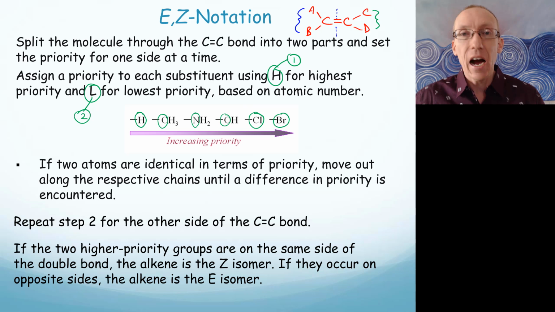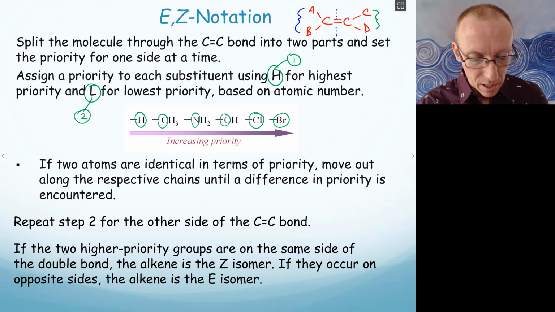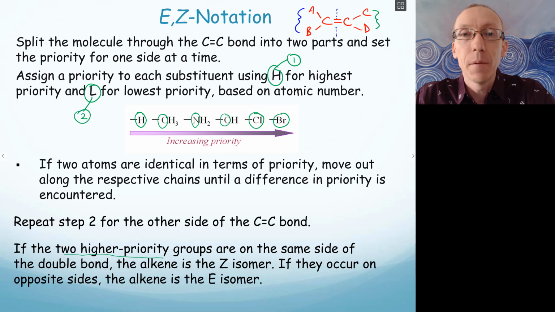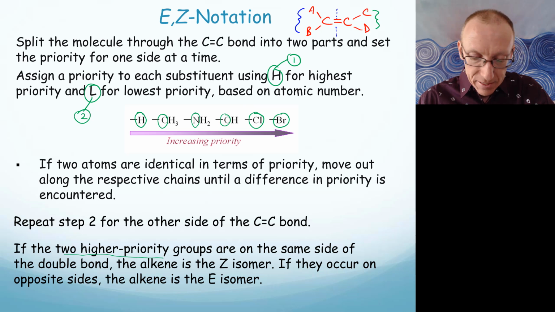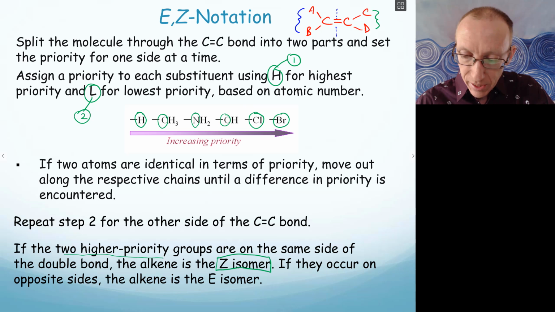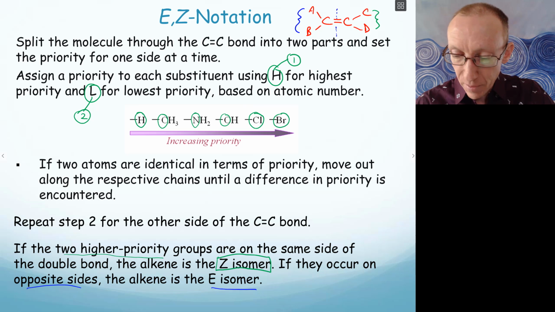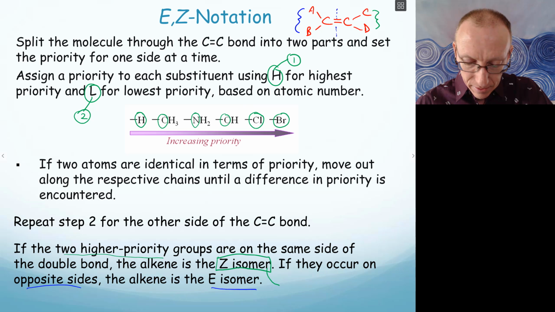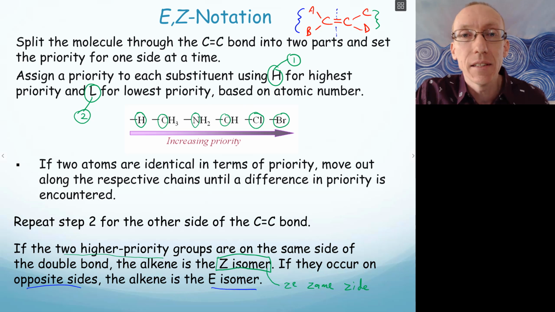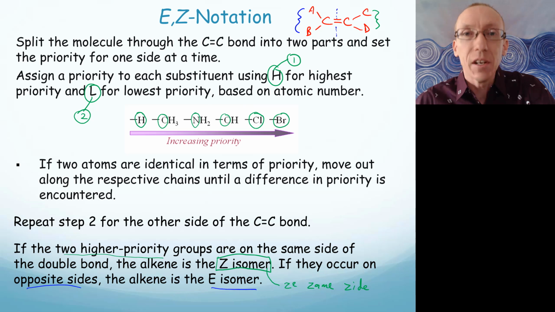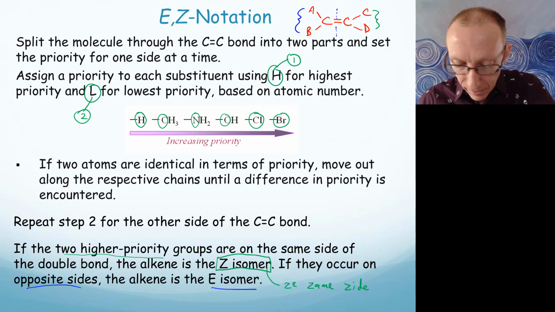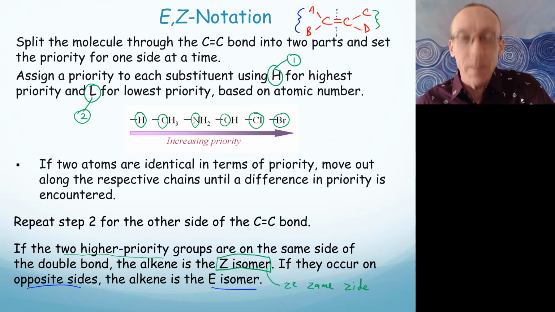And then we look to see, are the two highest priority groups on the same side of the double bond or on opposite sides? If they're on the same side, we call that the Z isomer. And if they're on opposite sides, we call that the E isomer. And a little tip for remembering this is that Z is the same side. They're on the same side. So just think of it in terms of maybe a Dracula accent or something like that. So Z isomer is on the same side.